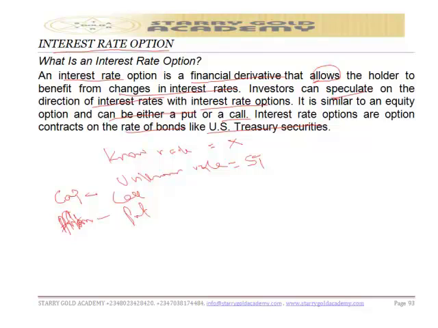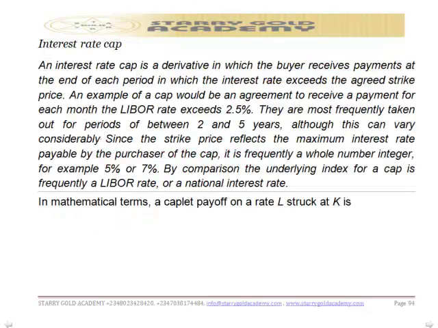Now, let's look at each of these individually. An interest rate cap is a derivative in which the buyer receives payments at the end of the period in which the interest exceeds the agreed strike price. You can see that it is like a call. We said the buyer receives the interest rate that exceeds the agreed strike price.